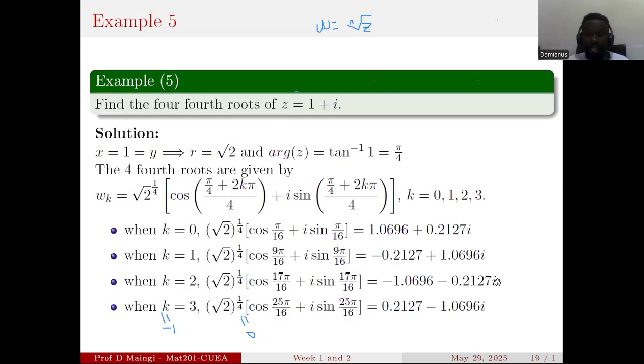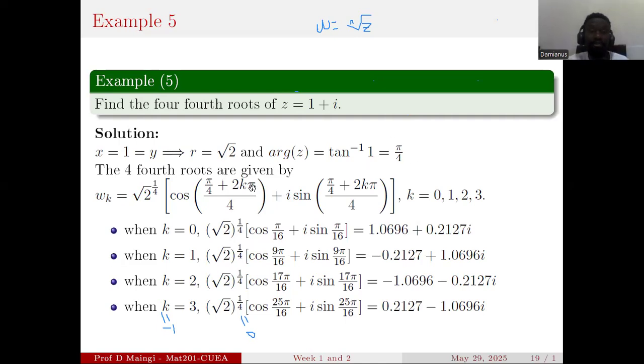I don't know whether there's any other. Maybe this is the last, I hope. So the last example is, I think you go through this and that's it. Okay, let me just say, find the fourth root of z equals 1 plus i. So again, x is 1, y is 1, radius r is the square root of 2. So the argument is tan inverse of 1 over 1, which is pi over 4, 45 degrees, okay?